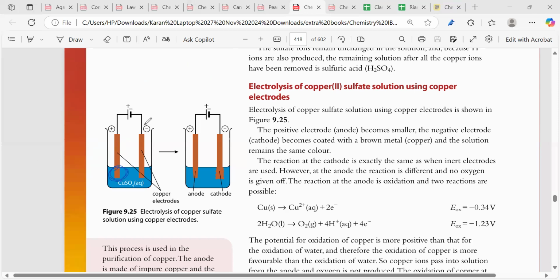And who rushes to the cathode? Copper 2+ will be rushing from the solution. We have taken copper sulfate and H2O. We see that copper 2+ has a more positive reduction potential. So copper will be going from the solution and getting deposited at the cathode. Is it clear? So with time it will be getting thicker and thicker. Is it clear, Mahin? Understood?